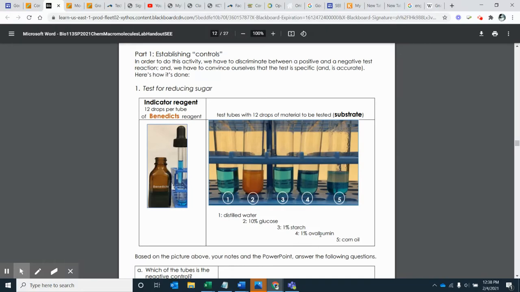And ovalbumin, which is a protein that doesn't have reducing sugar in it, should be negative, and corn oil is also negative. You see, some of you noticed that there's 2 layers in the corn oil. That's because oil and water don't mix. So most of the solutions we have are watery solutions. And because most of them are watery solutions, they don't mix with oil.